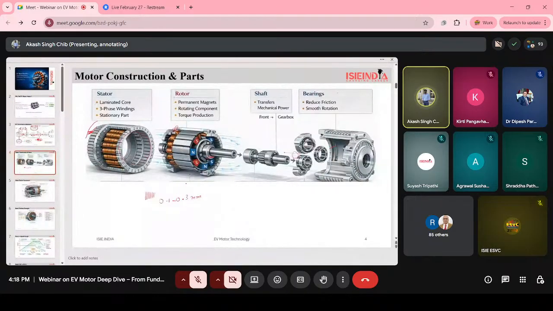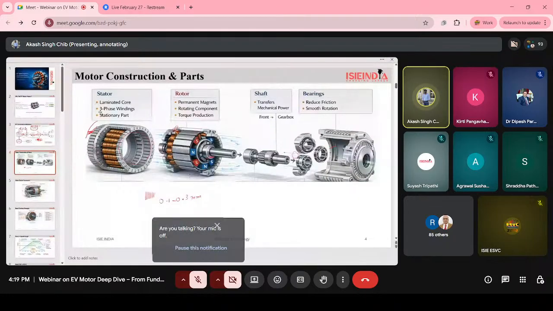Okay, and here you can also see the 3-phase windings. I will discuss the 3-phase winding in the next slides. In depth, you can see in the static part we have the 3-phase winding and laminated core, and it is the stationary part. That's it.